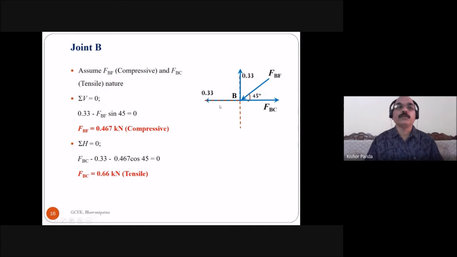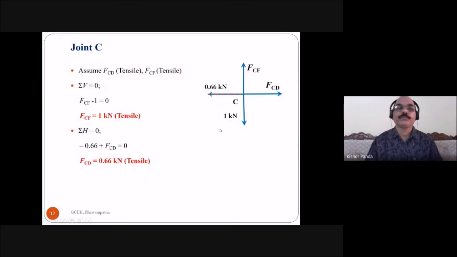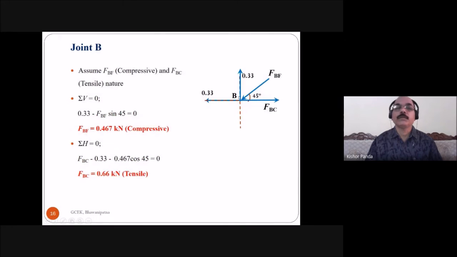Then coming to joint B. At joint B, you know this force and you know this force, but you don't know these two forces. So you have to find out these two forces at joint B. This force you know, 0.33 kilonewton tensile. This also you know, 0.33 kilonewton tensile, but you don't know the force in the member BC and the force in the member BF. So here also you have to assume the nature of the force: assume the force in the member BC is tensile and in the member BF is compressive.